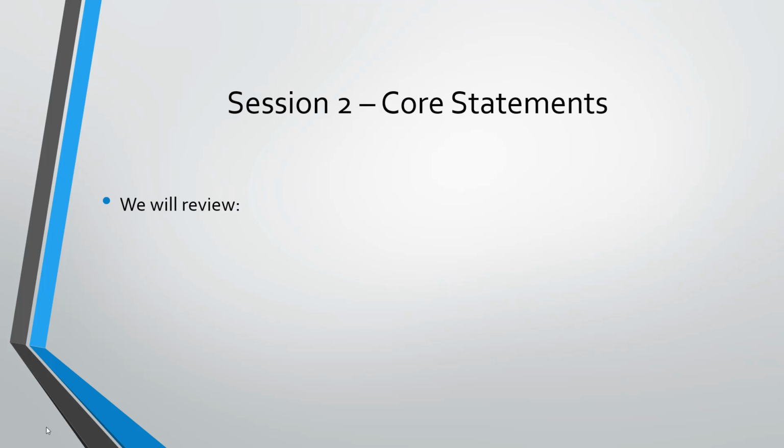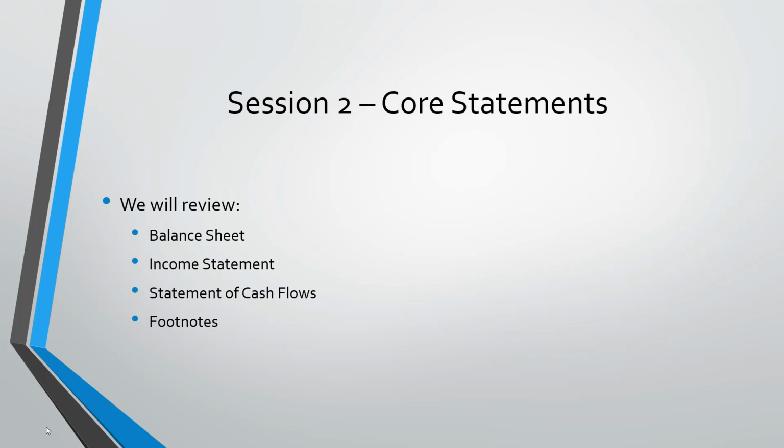So again, session 2, we're going over the core statements. In this session, we're going to review, obviously, the balance sheet, income statement, and statement of cash flows. Now, sometimes you hear it referred to as the cash flow statement. Either way, it means the exact same statement. And then, of course, footnotes. We'll briefly touch on footnotes, just so you get an idea that footnotes are out there, but we're not going to put together footnotes for your financials. That's more of an item that you would do if you had an audit or a review done. And of course, again, we're going to go through the template step by step through that process.